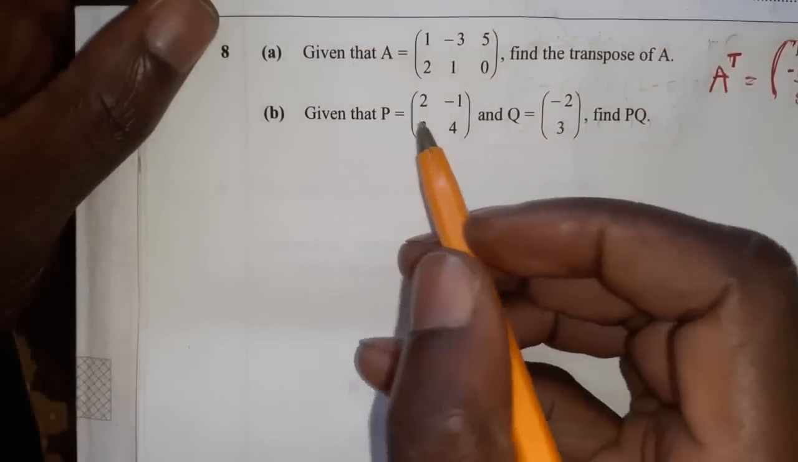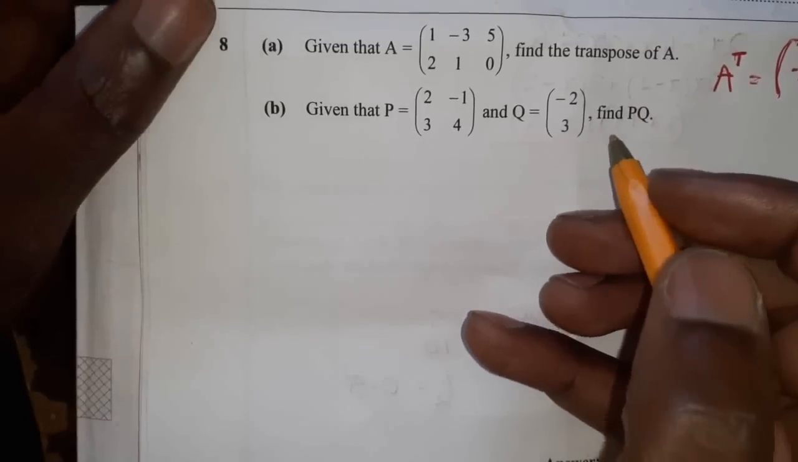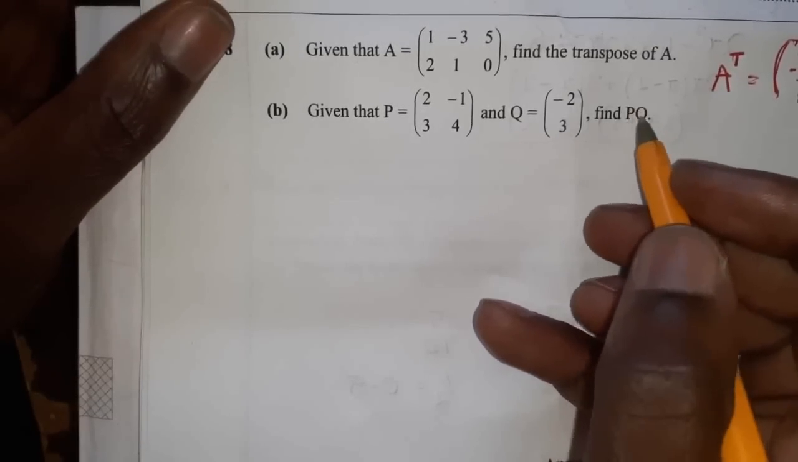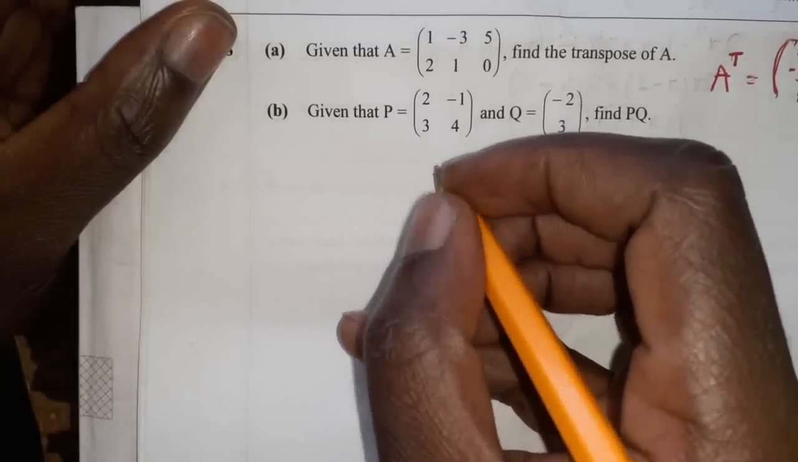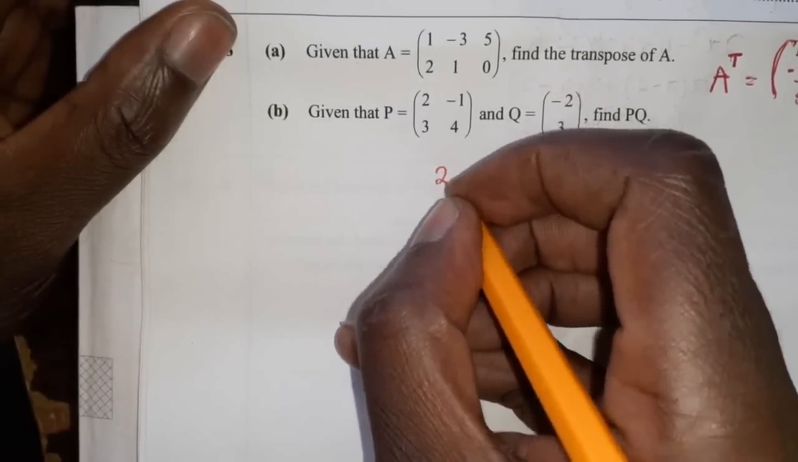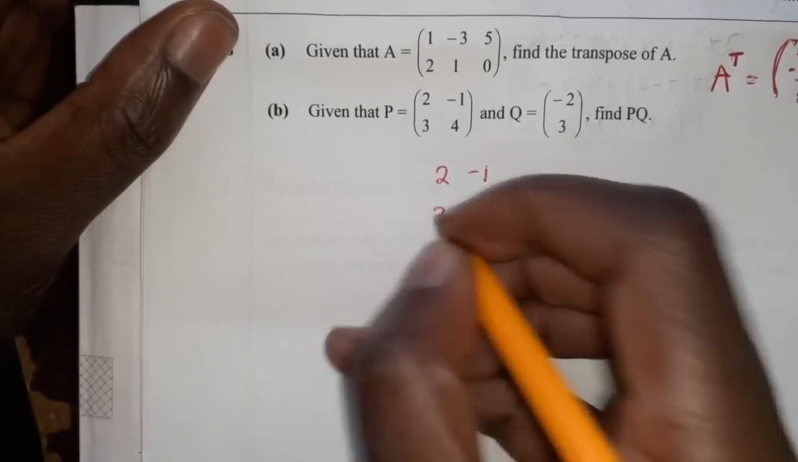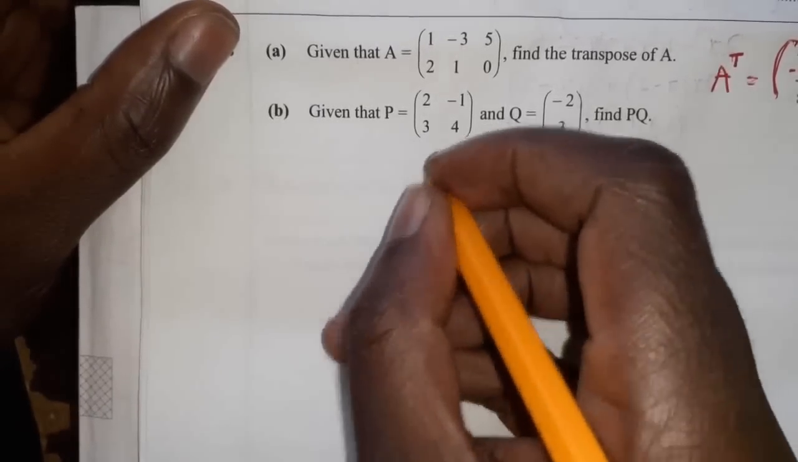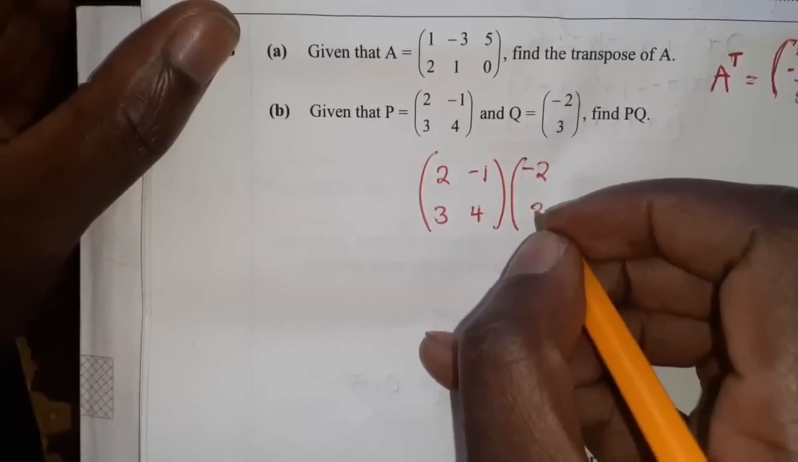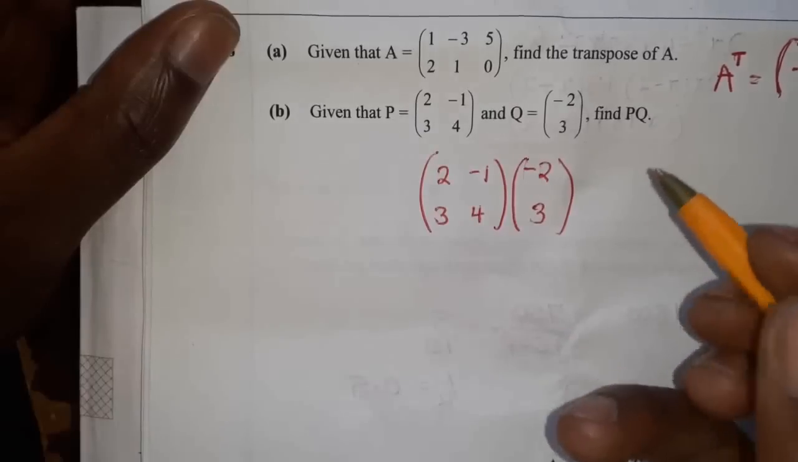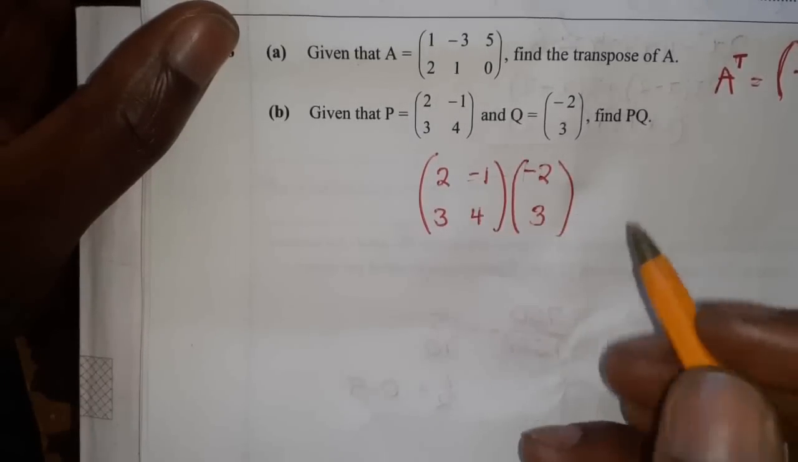Then, given that P is given by this matrix, Q is this one, find the product. We need to multiply P by Q. So P by Q means we need to say [2, -1; 3, 4] multiplied by [-2; 3]. How do we multiply matrices? Row by column, row by column.